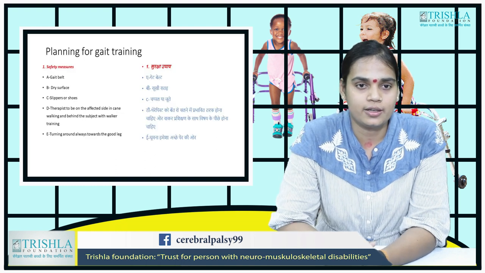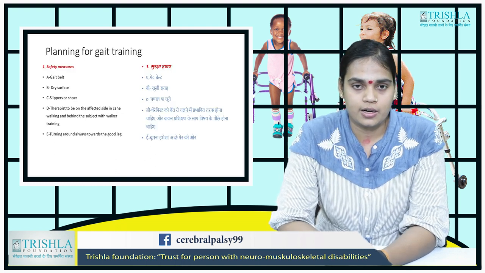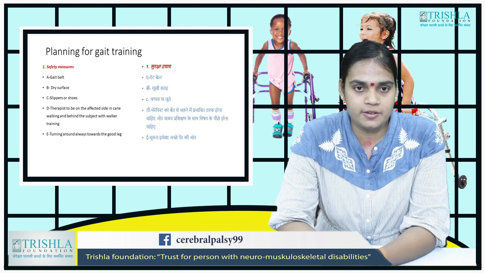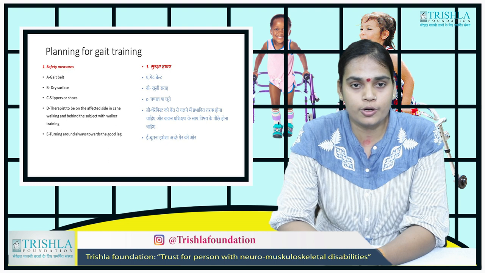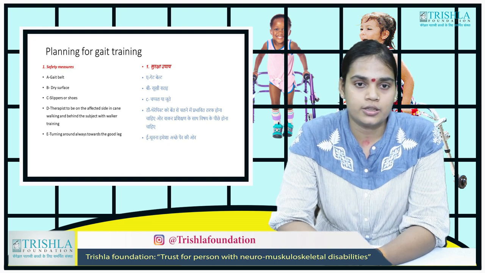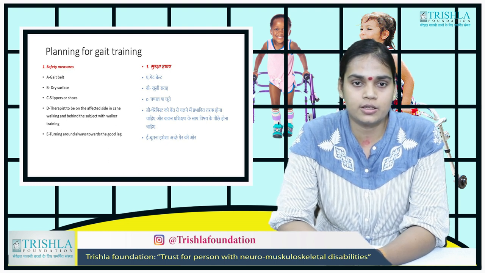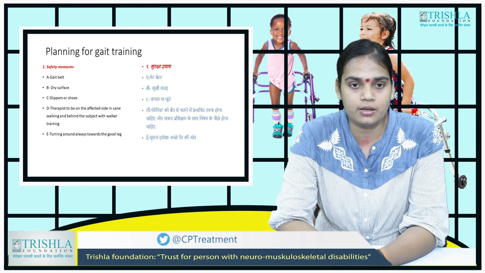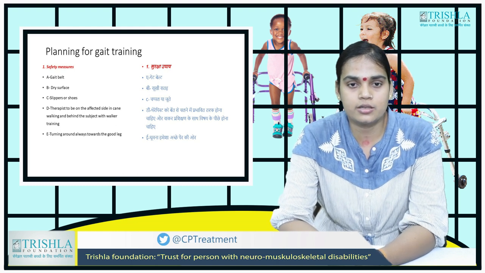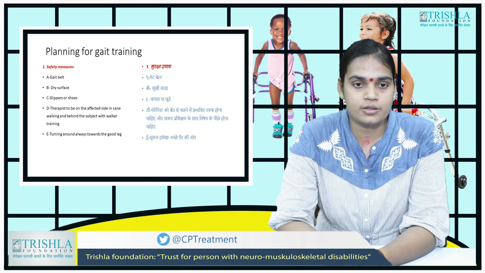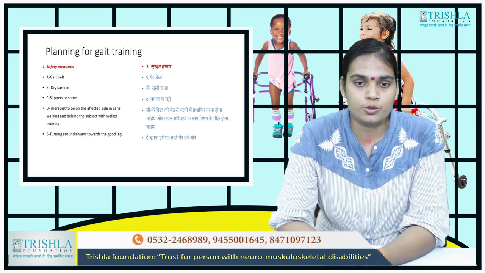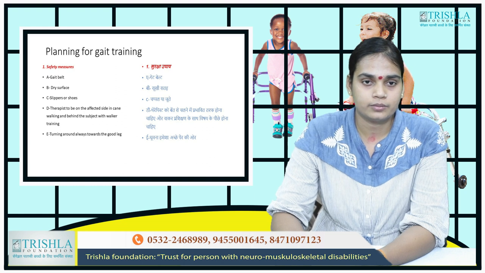Planning for gait training. Safety measures are required. Firstly, we can use a gait belt, a dry surface, and slippers or shoes. The therapist should be on the affected side in cane walking, and behind the subject with walker training. And the last is turning around always towards the good leg.